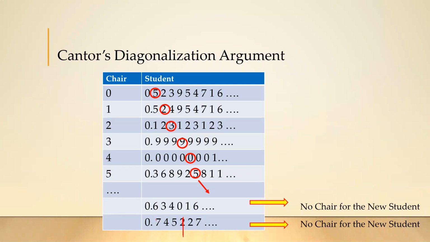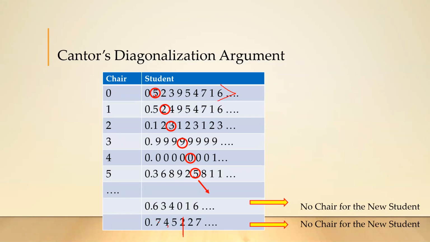Now, I'll use the same logic. Take the 0th student. Okay, there is only a small difference between 5 and 7. It is still a difference. Think whether you can allocate chair number 0 to your new student. You cannot give chair number 0 to your new student because it is already taken by this particular student.